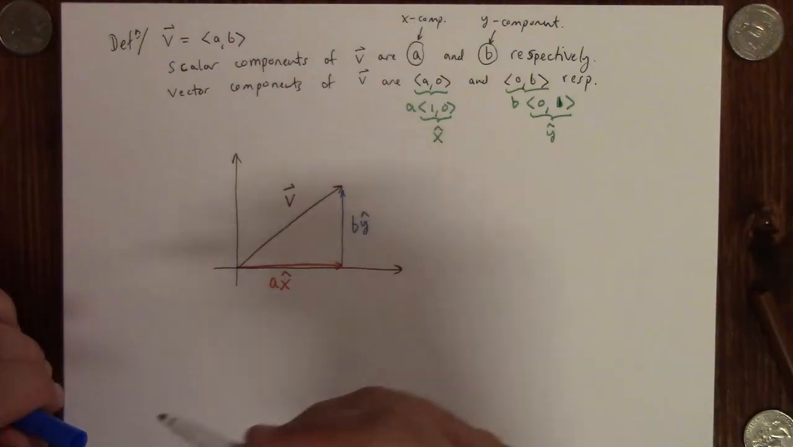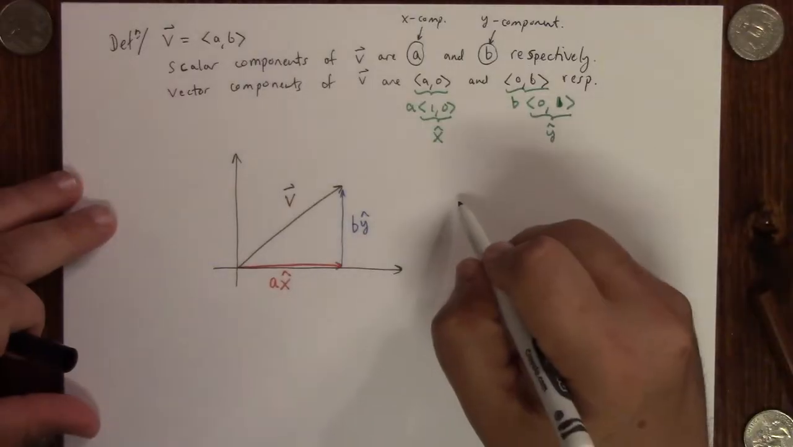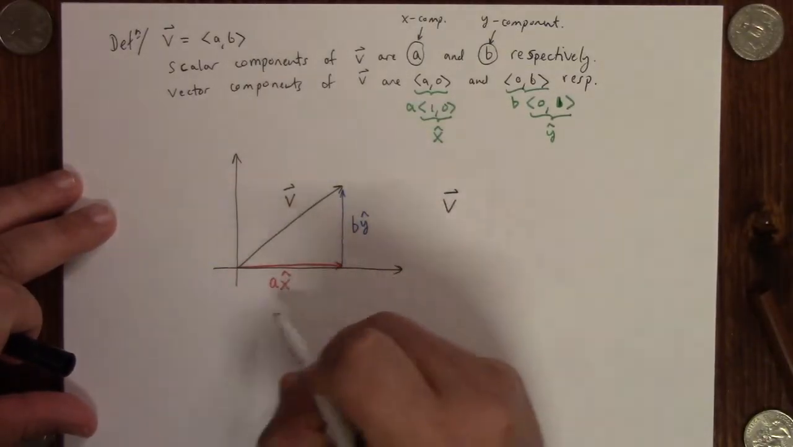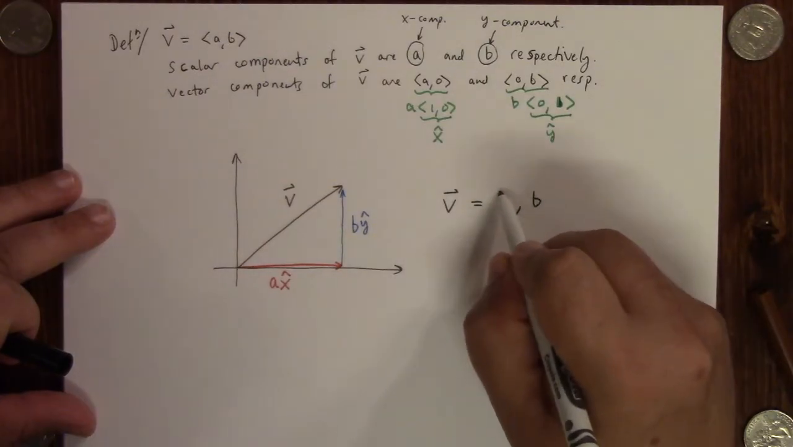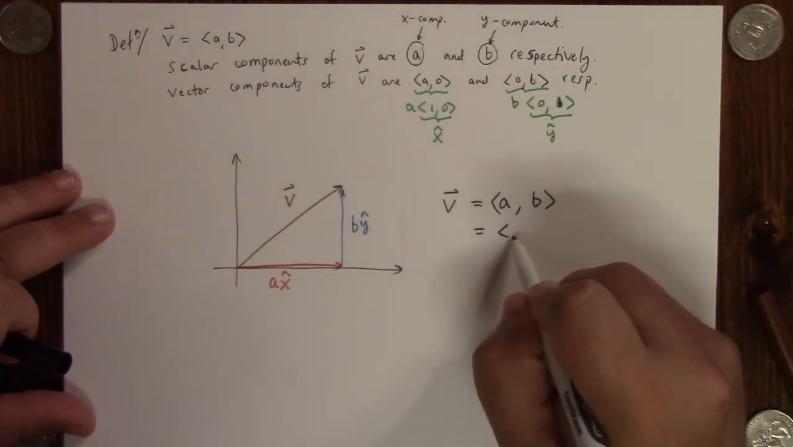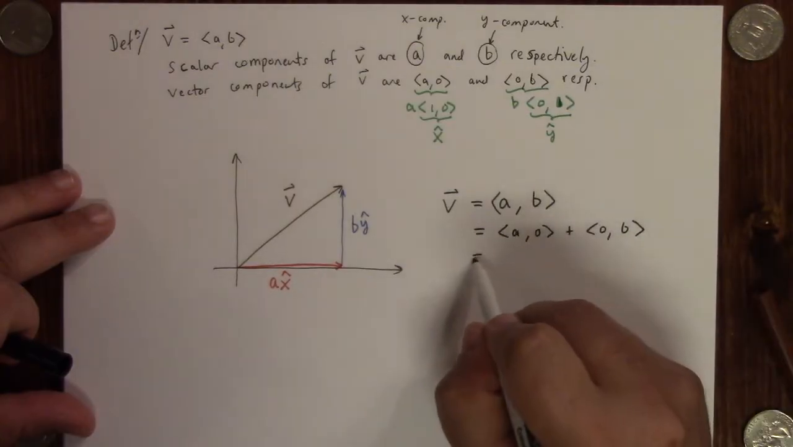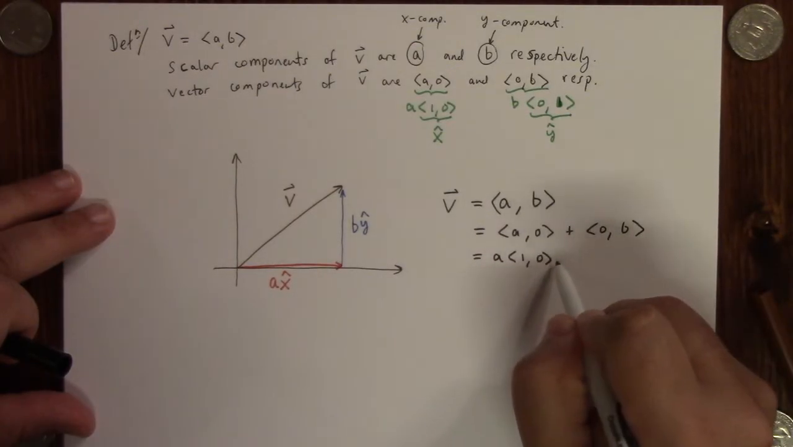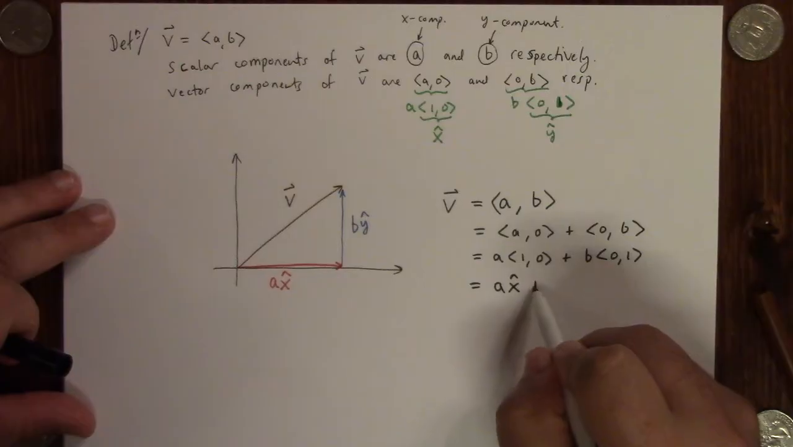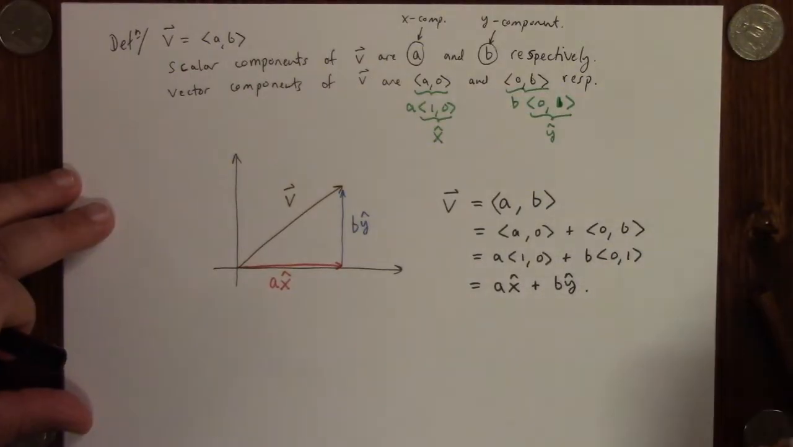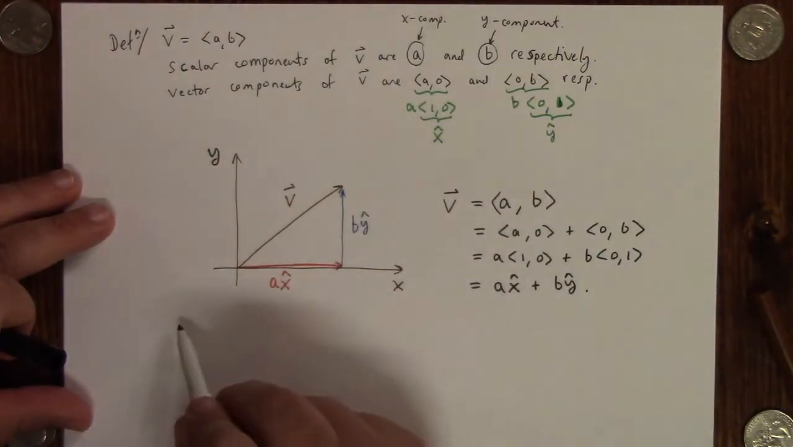So as you can see, we can think of the math here algebraically, or we can think of it geometrically. Geometrically, it's just this picture. Algebraically, we've got v is (a, b), but we can break that up and say, well, that's (a, 0) plus (0, b) by the definition of vector addition. And that's a times (1, 0) plus b times (0, 1), which is a x hat plus b y hat.